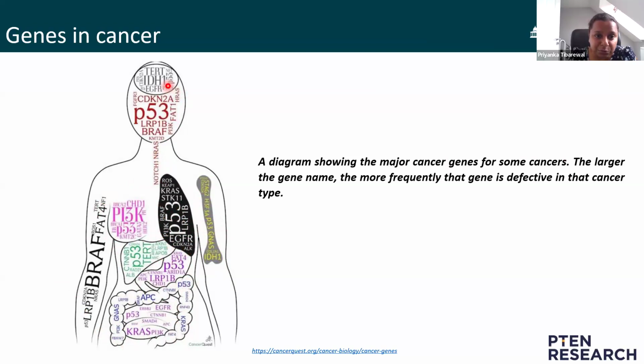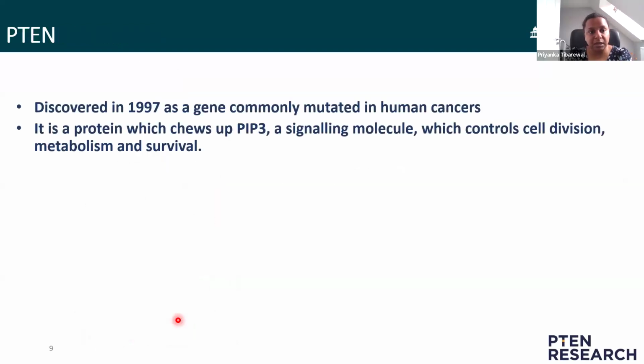PTEN is a very small one over here because I think in somatic cancers, PTEN is most commonly associated with glioblastoma or brain cancer. And you've got some of the other genes present over here as well. So you can see KRAS, which is commonly seen in colon cancer. So these are some of the genes that researchers have discovered to cause the different cancers.